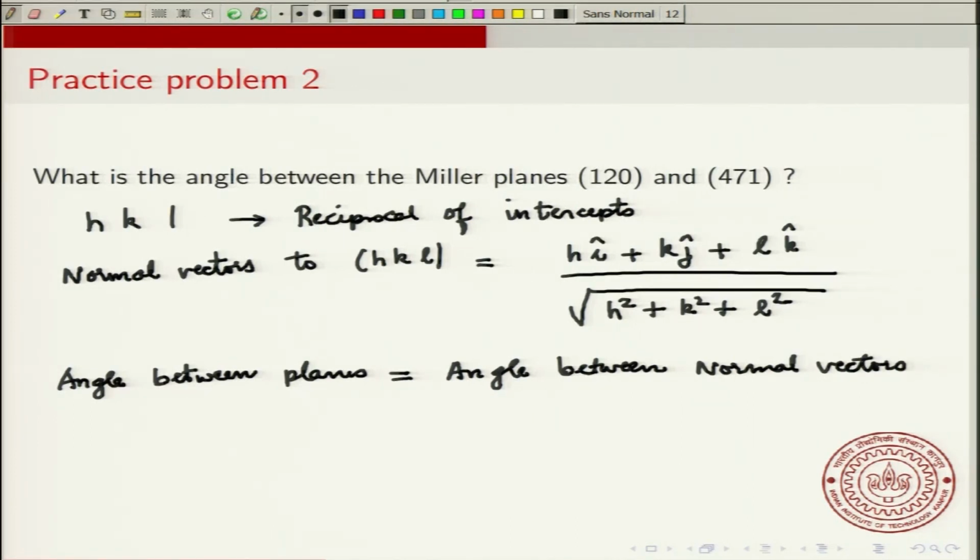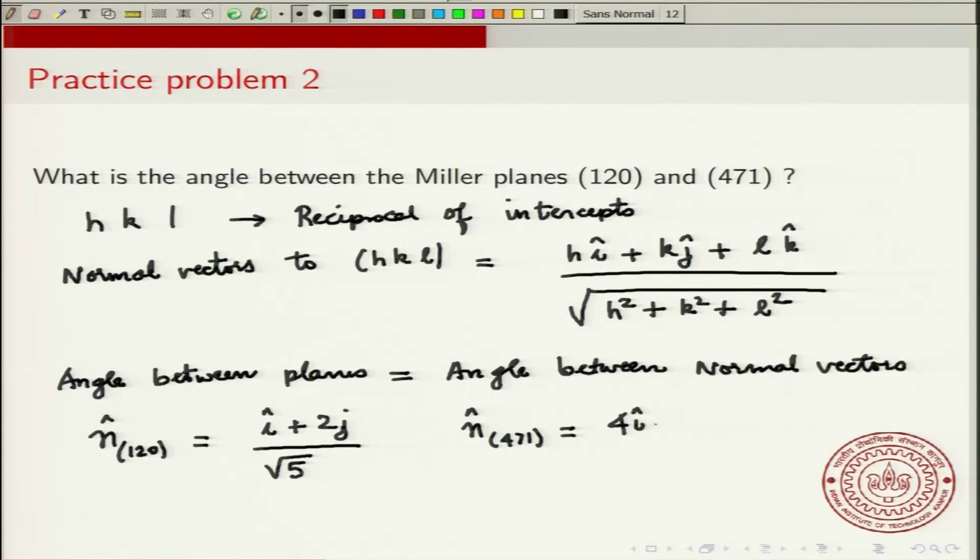So, if you want to find the angle between these two planes, the normal vector for the 120 plane is (i + 2j) divided by square root of 5, and the normal vector for the 471 Miller planes is (4i + 7j + k) divided by the square root of 4 squared is 16, 7 squared is 49, and 1 squared is 1, so 66. Okay, so we have these two normal vectors.